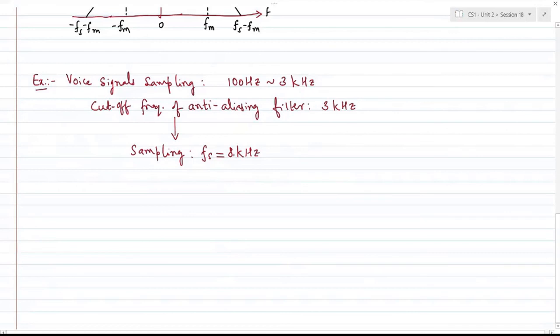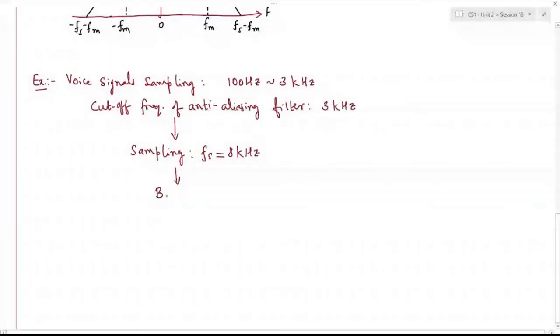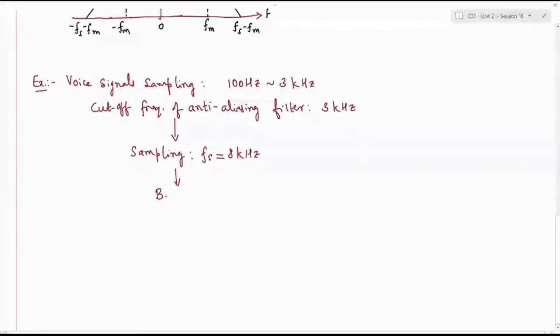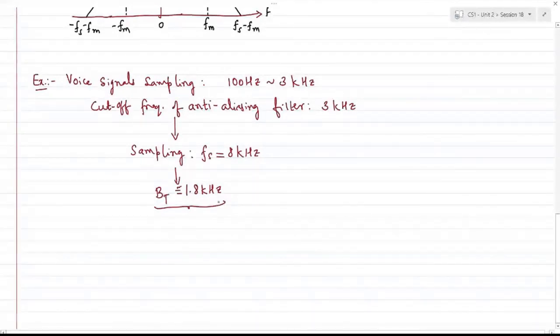Then obviously there is a transmission bandwidth as well. The bandwidth which is used for transmission is approximately around 1.8 kilohertz in your standard telephonic communication systems. So this is the immediate actual application of sampling and the use of an anti-aliasing filter to negate the effect of aliasing when it is transmitted over the channel.